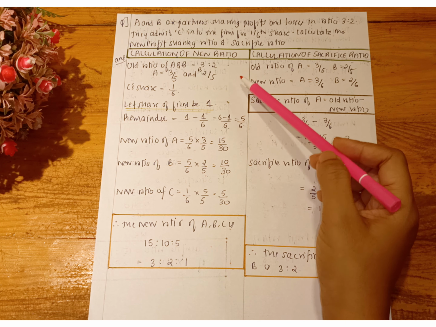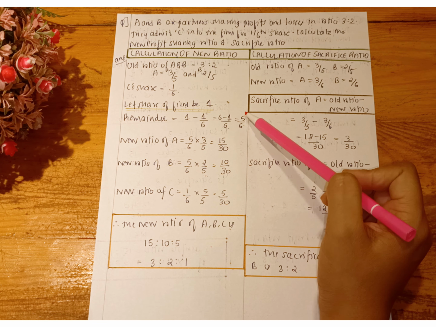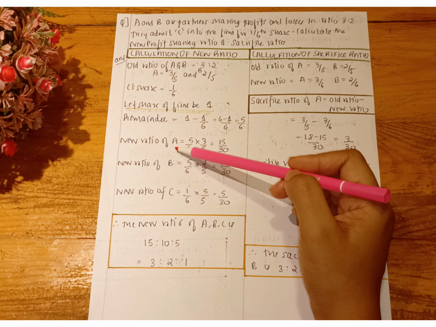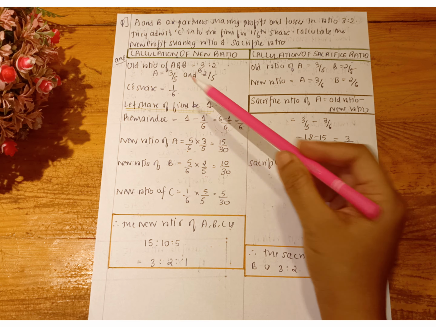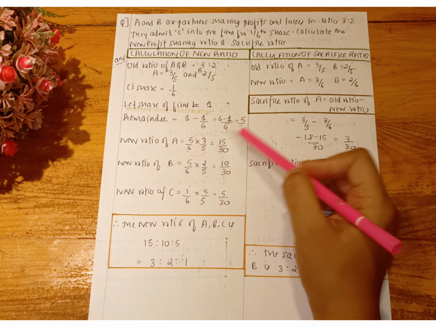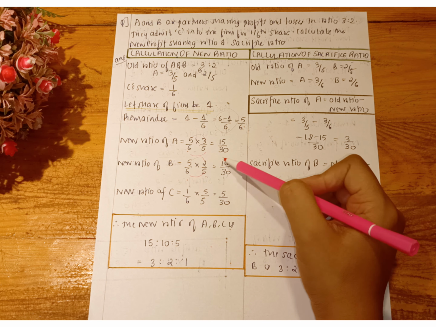So whenever we calculate new ratio, we assume the share to be 1. Again 1 minus 1/6 will be 5/6. I have shown the calculation here. New ratio of A will be this remainder that you got multiplied by the old share of A, that is 3/5. 5 3s are 15, 5 6s are 30. Similarly for B, this remainder multiplied by the old share, 5 2s are 10, 5 6s are 30.